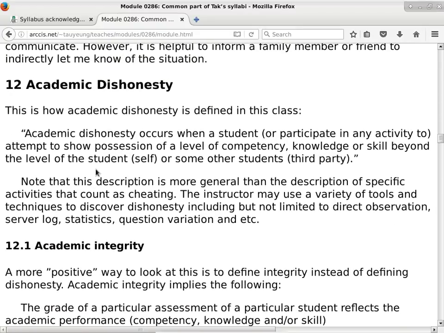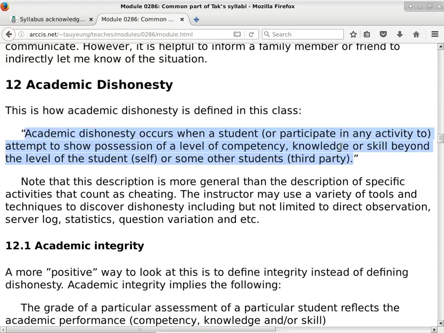Academic dishonesty, the bottom line is this. Okay, if I were to summarize all of this, it is when somebody intentionally tries to show a competency, knowledge, or skill beyond the actual level of that person, that is cheating. Okay? Any questions about this kind of general definition?